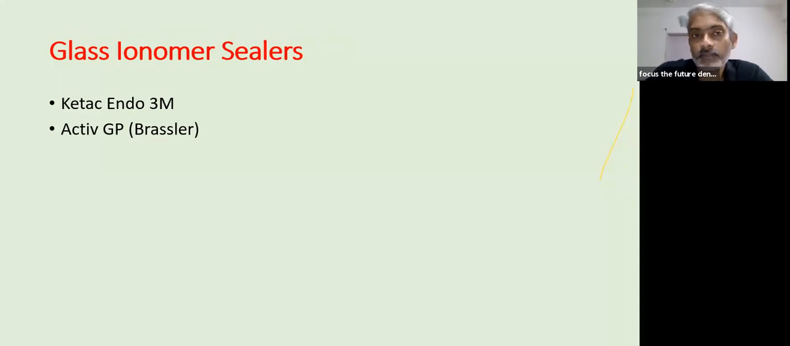Then come glass enamel sealers. Two examples are there. They are not very popular because it's very difficult to retrieve these glass enamel sealers for retreatment. Examples are Ketac Endo from 3M and Active GP from Brazil. So these are examples of glass enamel sealers.